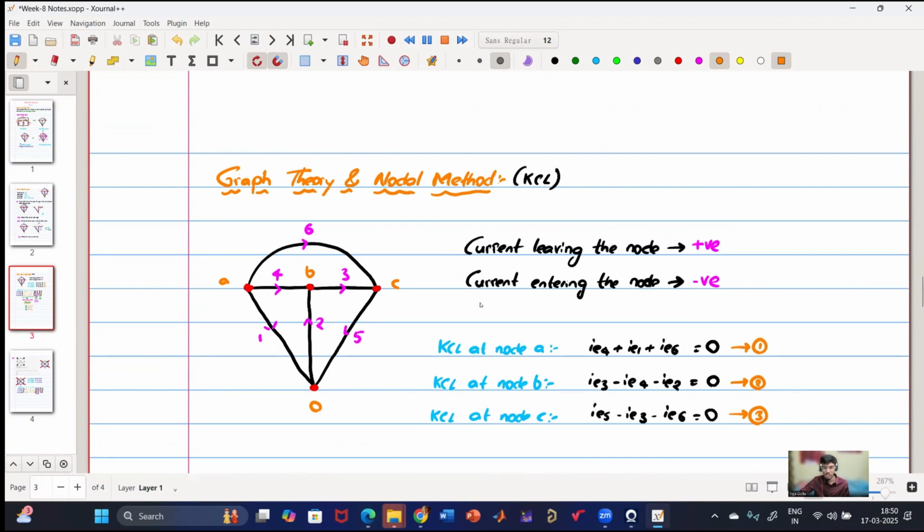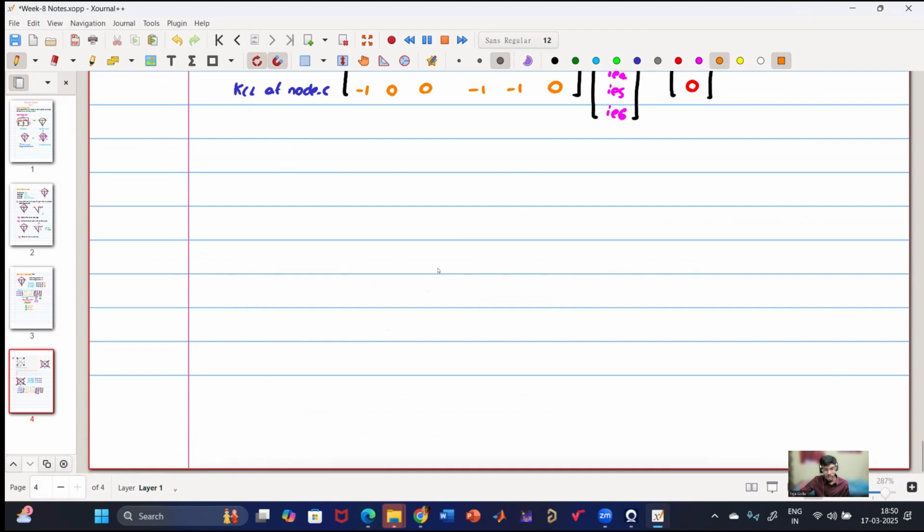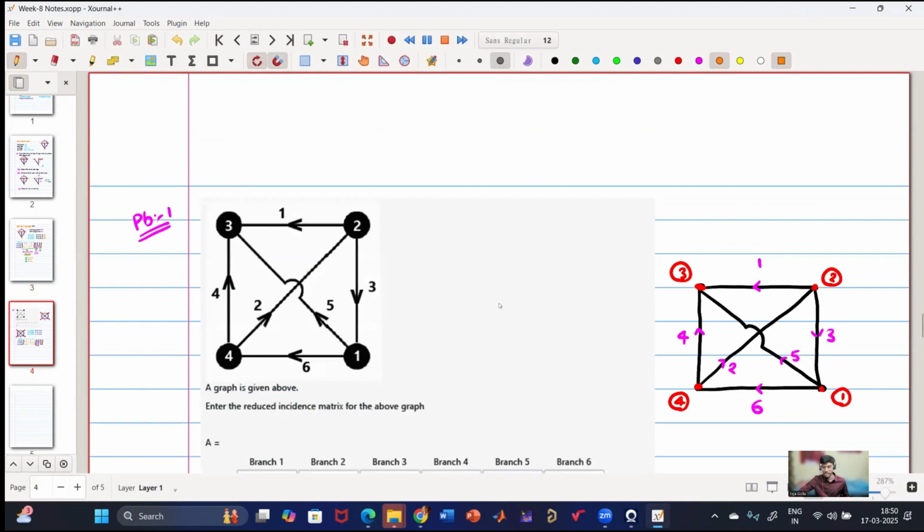Current leaving the node is positive, current entering the node is negative. Then you apply KCL at the nodes that they have specified, and then write the equation properly without making any mistake. So I hope now everyone knows how to write the KCL at all the nodes and obtain the matrix A.